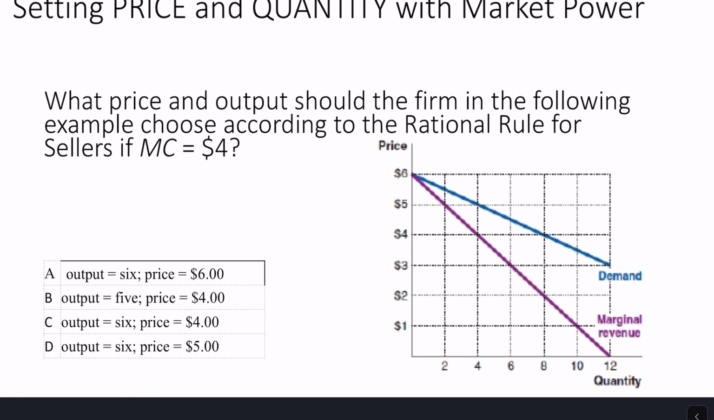An exam type question might be like, here I show you a graph for demand and marginal revenue. I tell you the marginal cost, and you need to tell me what is the profit maximizing price and quantity. So the marginal cost here is going to be $4. One of these is going to be your answer. So pause here and come up with what you might say.